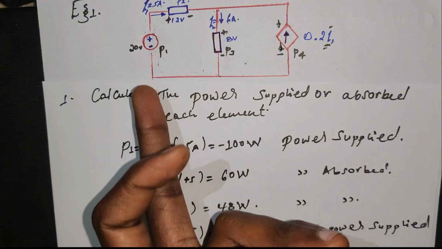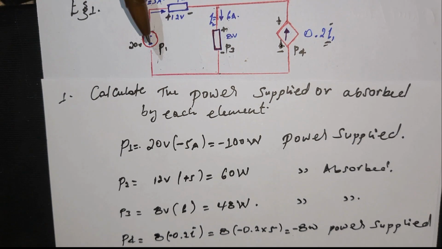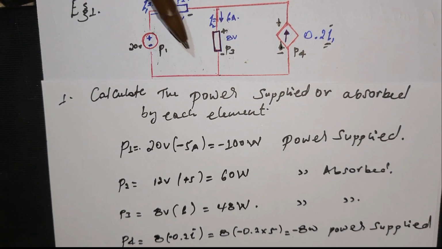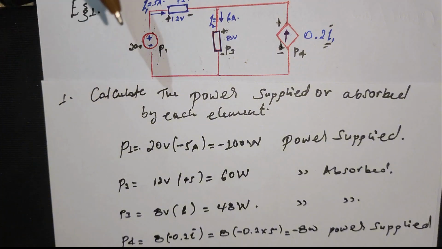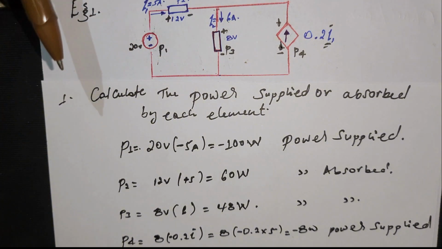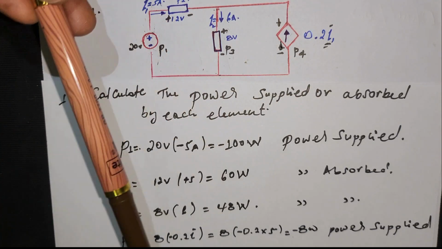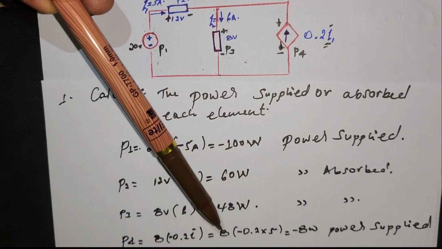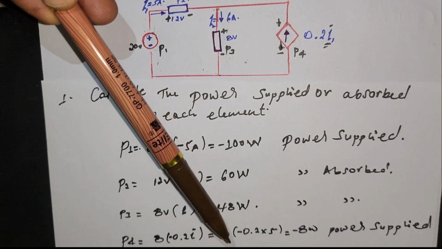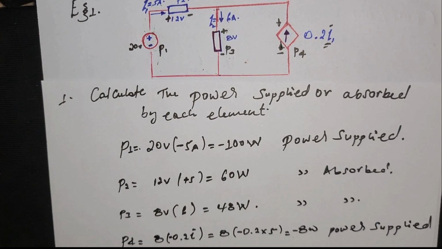We learned that the summation of power must be 0, P1 plus P2 plus P3 plus P4 on the whole system. The power supplied must be equal to the power absorbed. That's the conservation law. The summation must be 0. So minus 100 plus 60 plus 48 minus 8 watt is 0. You can check it.